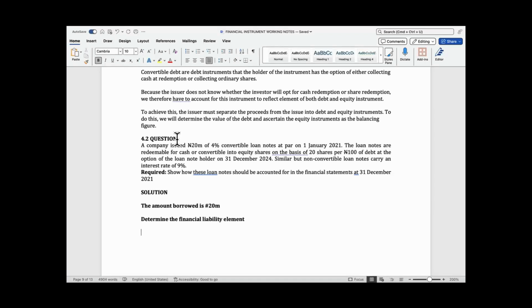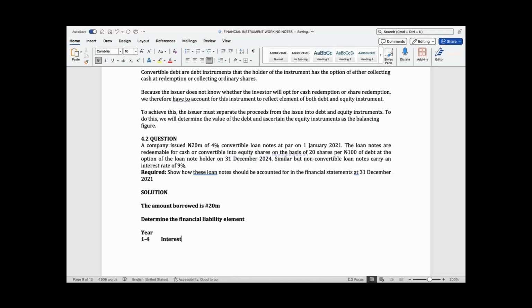So all we need to do is just to get the present value of this financial liability of the issue of this 20 million. And to do that, we'll get the present value of the annual interest and also the present value of the principal. So the annual interest is for how many years? We issued the loan on 1st January 2021. The maturity is 2024. That's how many years? 1, 2, 3, 4. That's 4 years. So that's 1 to 4 years.